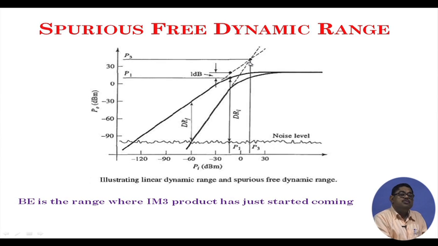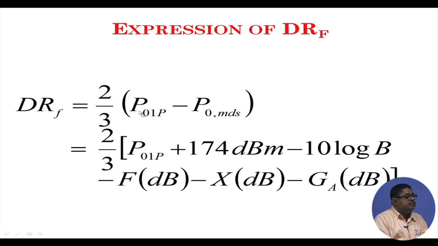That means I do not need to go up to the 1 dB gain compression point. I need to see that when this third order intercept point has started coming up, then I need to stop, and that is called the spurious free dynamic range. So, my actual dynamic range is not this.